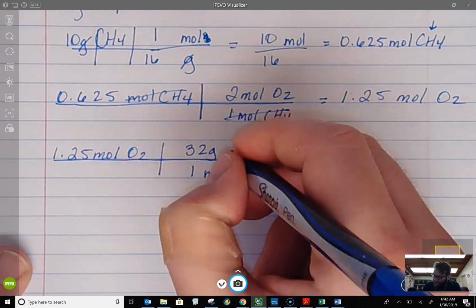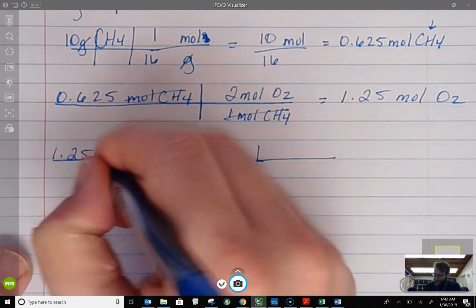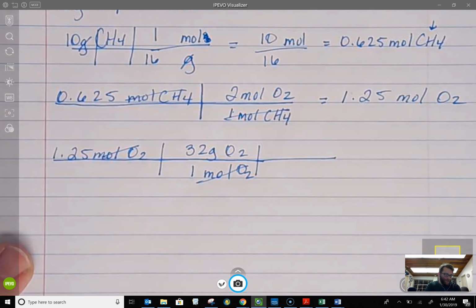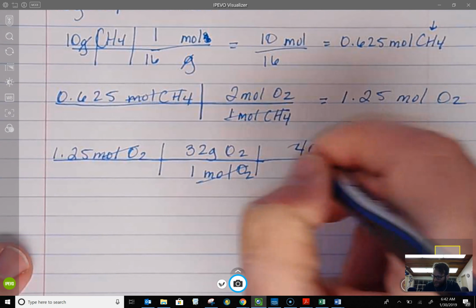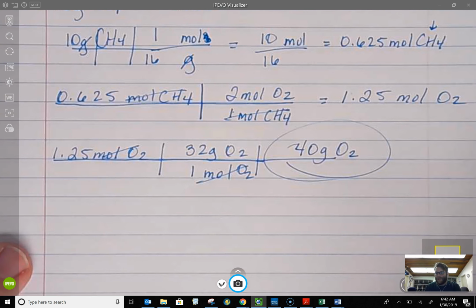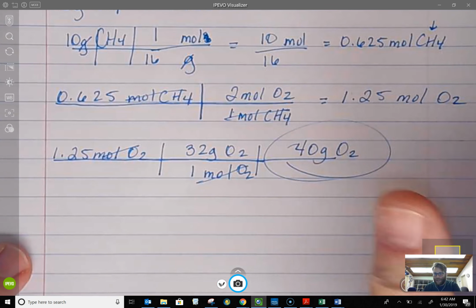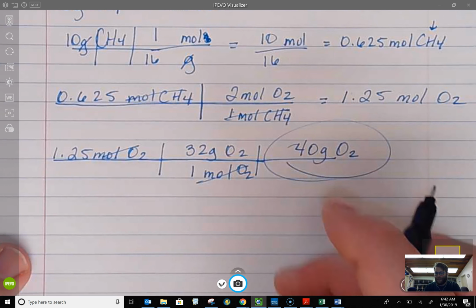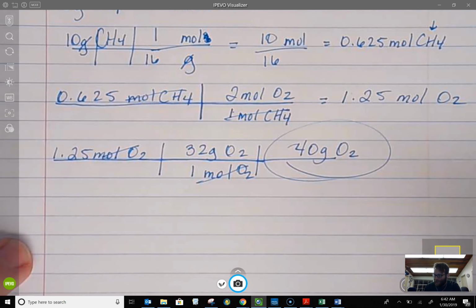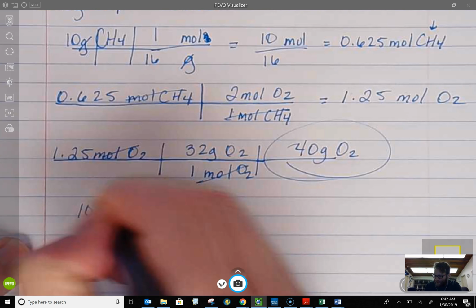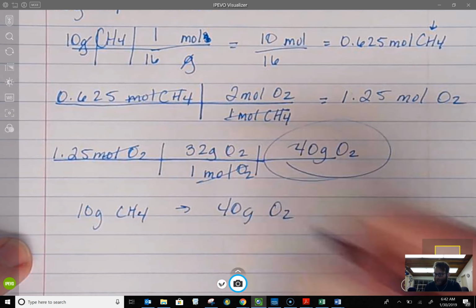Okay, to figure out my final mass, if my moles cancel out, I will multiply those together. So 1.25 times 32 would give me 40 grams of oxygen gas in order to react all of the methane fully. Okay, so again, these questions can be kind of long. There's a lot of steps, and there's a lot of stuff that you've got to keep track of. That's why we set up these tables, to make sure that we're modifying the correct units as we go through. So in the end, if I start out with 10 grams of methane gas, I need 40 grams of O2 gas to do that.